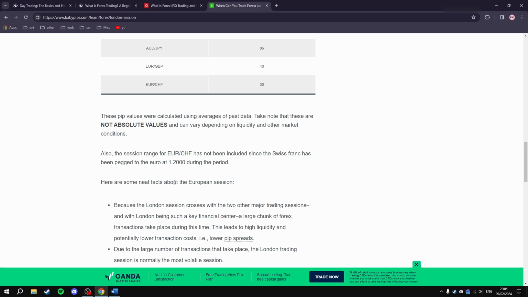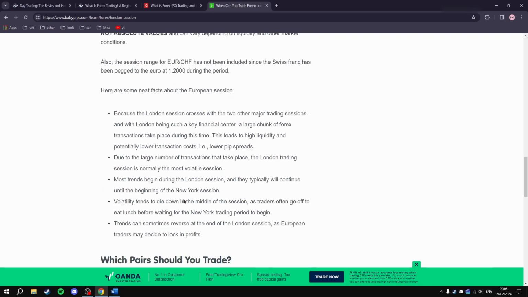Here are some neat facts about the European session. Because London session crosses with the 2 other major trading sessions, and with London being such a key financial centre, a large chunk of Forex transactions take place during this time. This leads to high liquidity and potentially lower transaction cost, i.e. lower pip spreads.